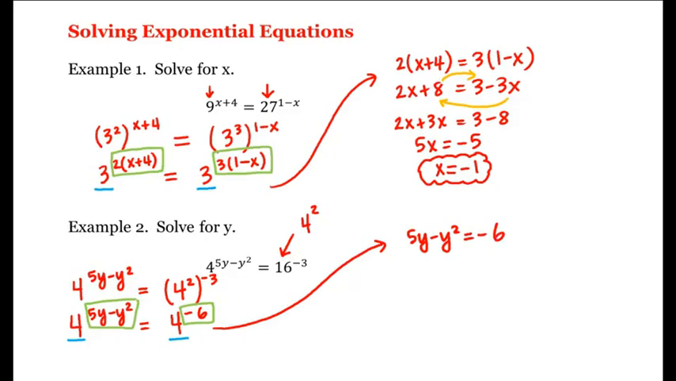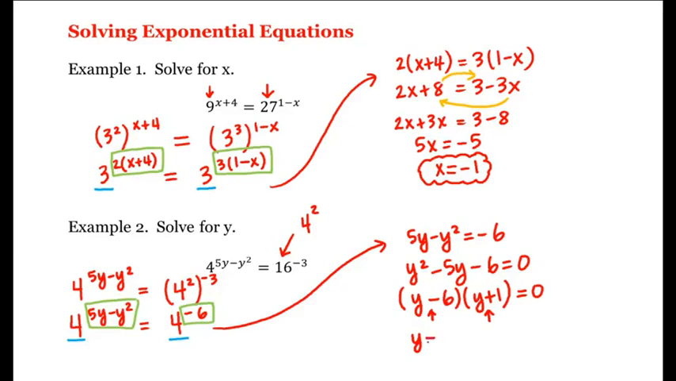And now let's bring all the terms to one side, which would give us y squared minus 5y minus 6 is equal to 0. And now the left-hand side can factor. It factors into y minus 6 times y plus 1. Now we have a product of factors equal to 0, which means either the first factor is 0 or the second factor is 0. And if the first factor is 0, then y is equal to 6. Or if the second factor is 0, then y is equal to negative 1, which would be our answers.